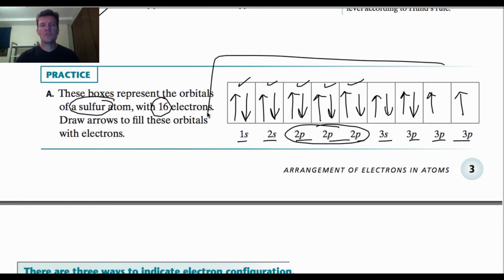This is showing you the arrangement of the electrons and what region they are residing in when you've got 16 electrons by following all of the principles mentioned above. Okay?